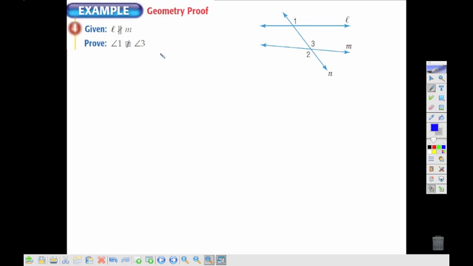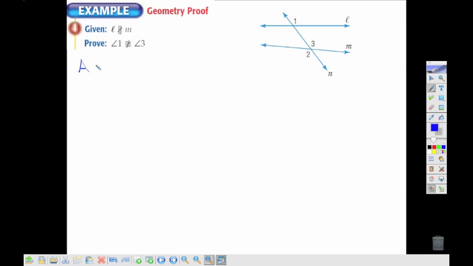Okay, now in a geometry proof, it might look something like this. L is not parallel to M is what we're given. Now we don't have any rules or theorems about what to do. We're asked to prove that angle 1 cannot be congruent to angle 3. Now our theorems were always about if it's parallel then it's congruent, or if it's congruent then it's parallel. So we're going to have to use an indirect proof here.